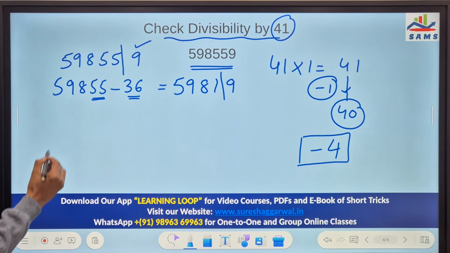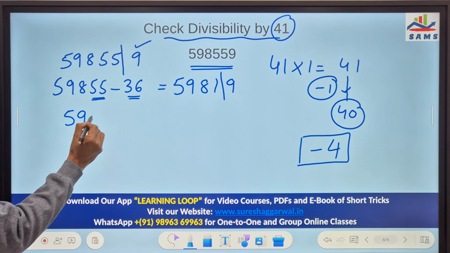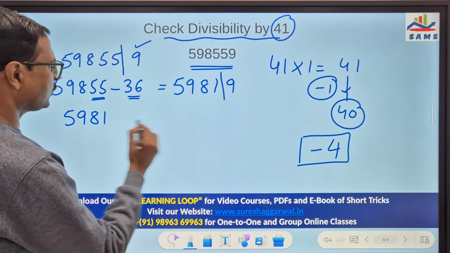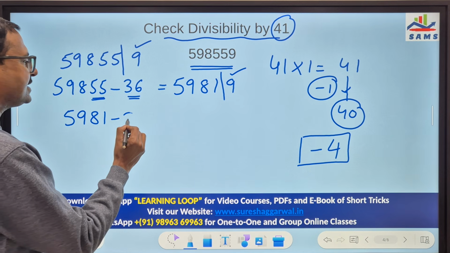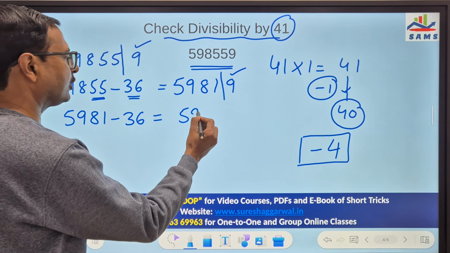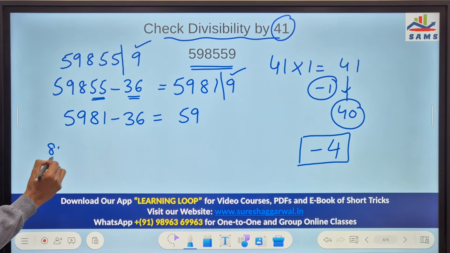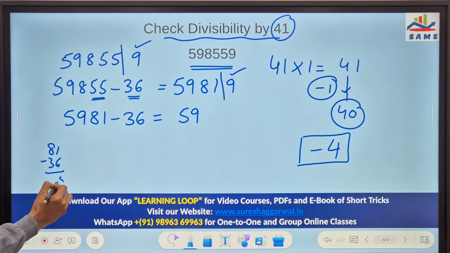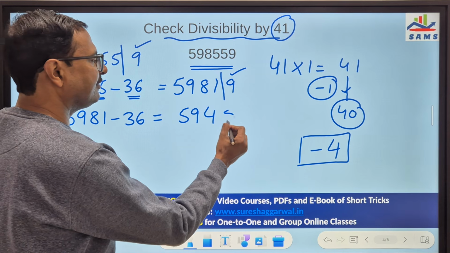Separate out the last digit again. 5, 9, 8, 1. Minus 4. So minus 4 times 9, 36. And I will get 59 followed by 81 minus 36. So I should be able to do that orally, but in case I struggle, I can use the rough column. For 45, so I write a 45 here.